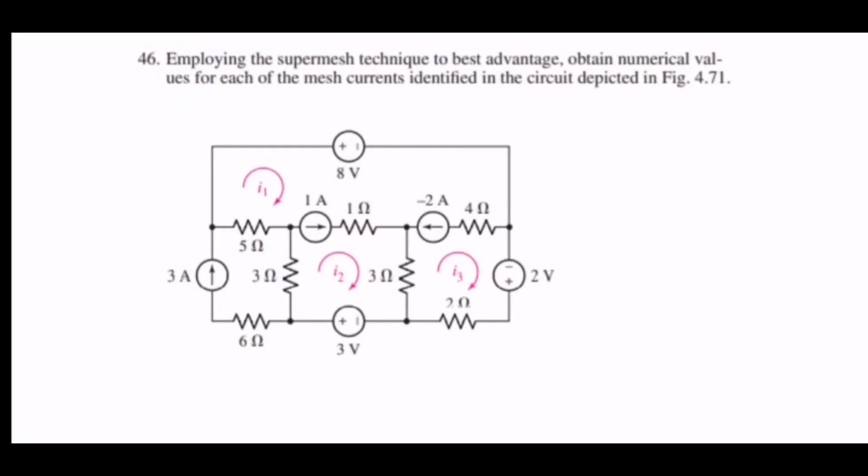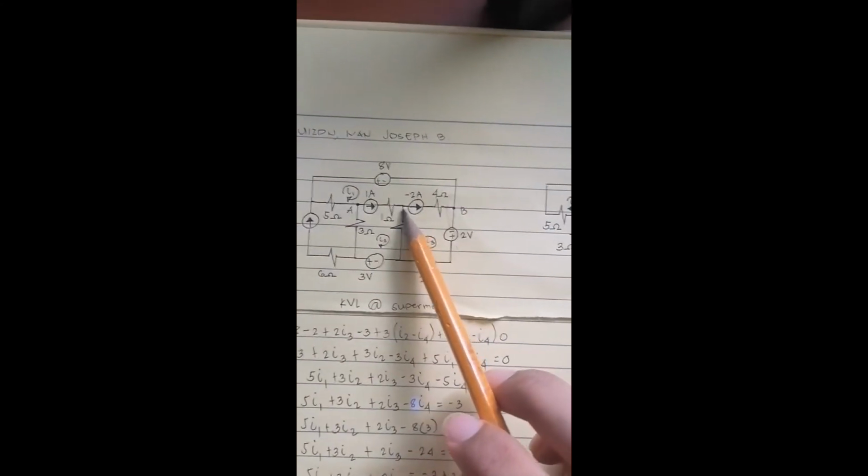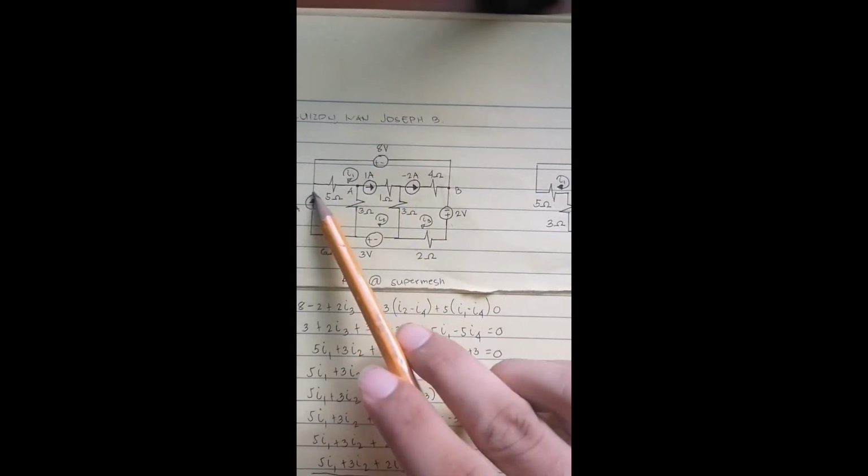Supermesh analysis. So this is our original circuit. We have three unknowns, I1, I2, and I3. So we basically need three equations. By definition, a supermesh has no current source of its own. So we will be removing this portion here, here, and here.